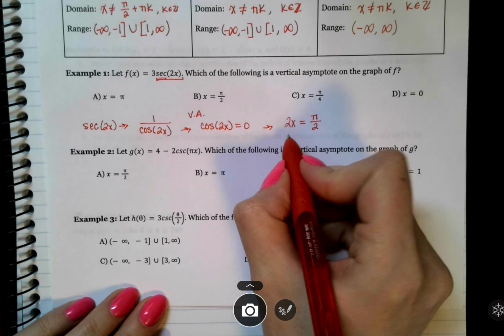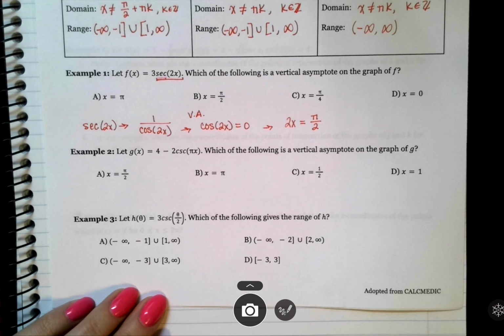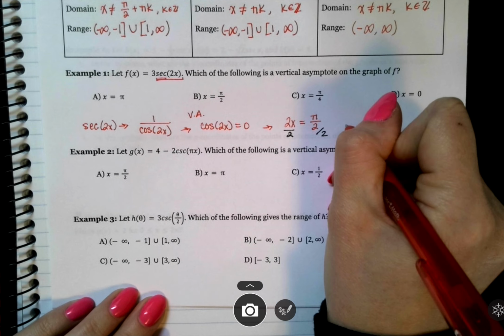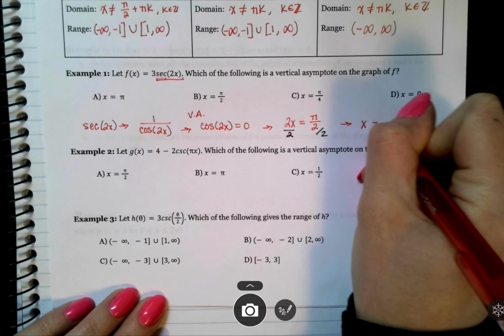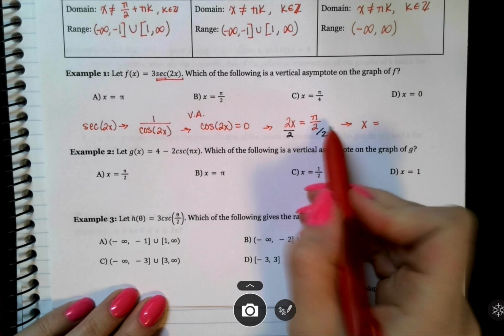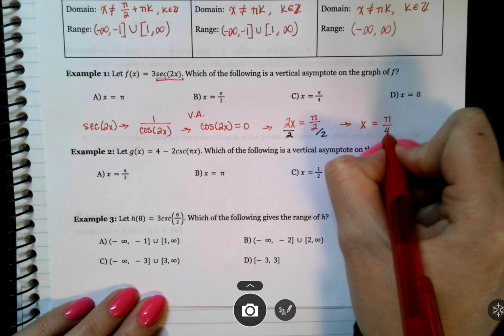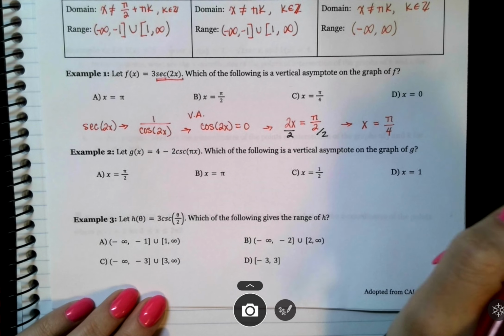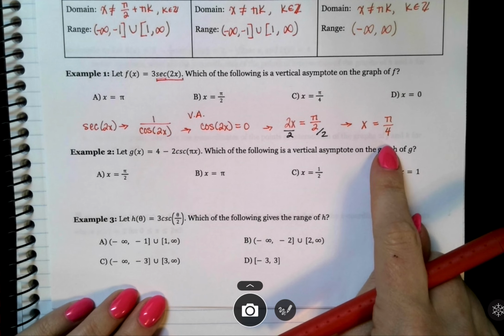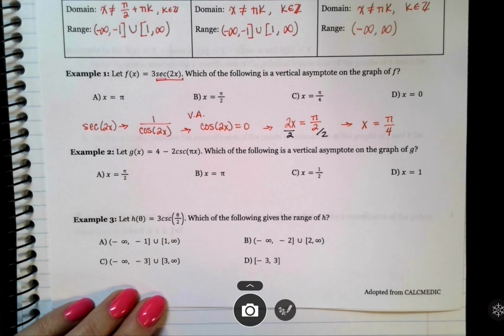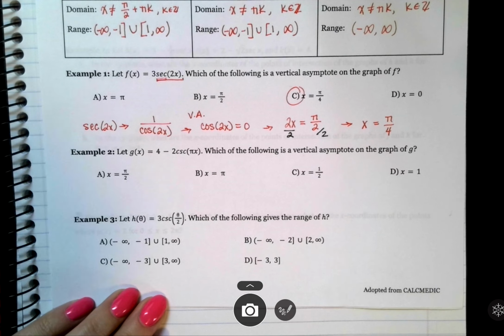So to solve this, I want to divide both sides by 2 to get x by itself. If I'm dividing by 2, that is the same thing as multiplying by half. So I would have x equals pi over 2 times 1/2, which would give me pi over 4. So I know that I have a vertical asymptote at pi over 4 and every equally spaced place after that, so my answer would be C.